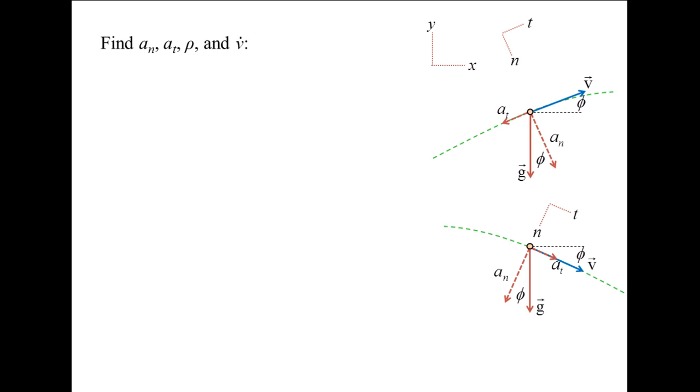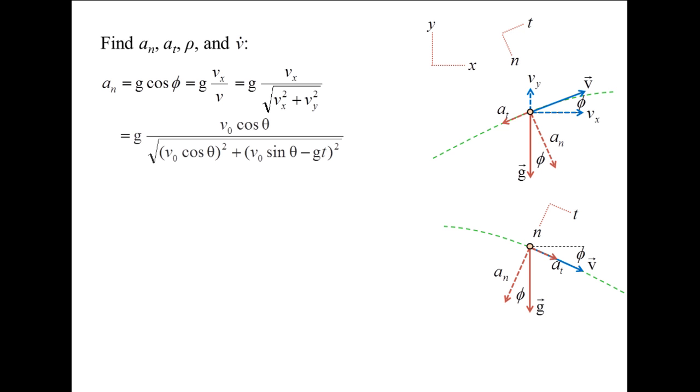The normal acceleration component is g times cosine phi. Cosine phi is equal to the x component of the velocity vector divided by the magnitude of the velocity. The magnitude of the velocity vector is the square root of the sum of the squares of the vector's components. Plugging in expressions for Vx and Vy, we obtain an expression for the normal acceleration component as a function of time and the known quantities.